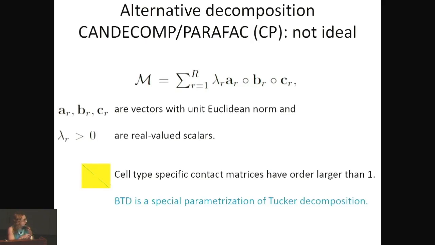So if you go with something like this, then you would have many more modules to actually capture the contact counts for cell types. And then it becomes harder to attribute individual modules to individual cell types or subcell types. Another way to think about this decomposition is that, if you know about Tucker decomposition, which writes the tensor as a lower dimensional core tensor multiplied with 3 matrices, then block term decomposition is a special parameterization of Tucker decomposition where the core tensor is block diagonal.